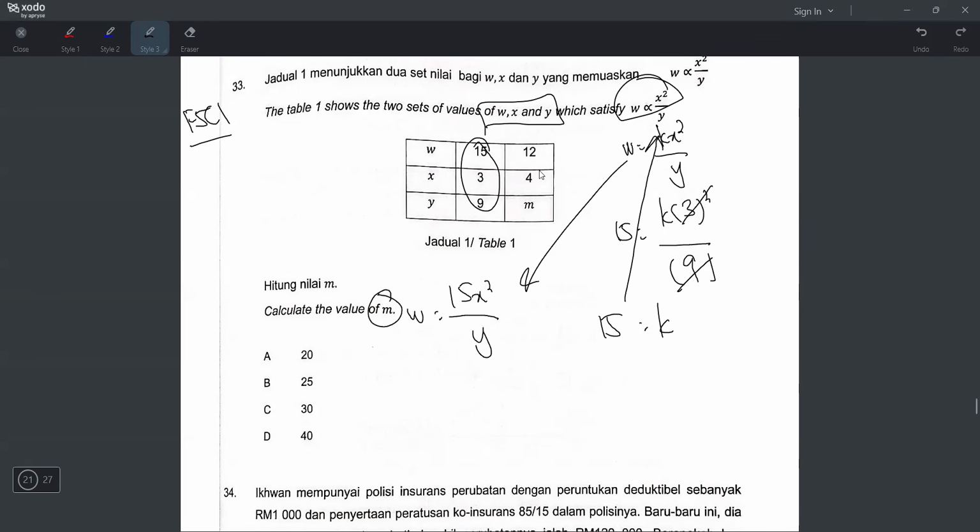They want to find M. So after doing step 4, the question wants you to do more. You have to sub this inside to find M. And M is the Y actually. So you can replace the Y with M. And then the X here you replace with its value, which is 4. And then W replace with its value, 12. Okay, 12 written, M written. This one you can press the calculator. 15 times 4 squared, which is 15 times 16. So what is the answer?